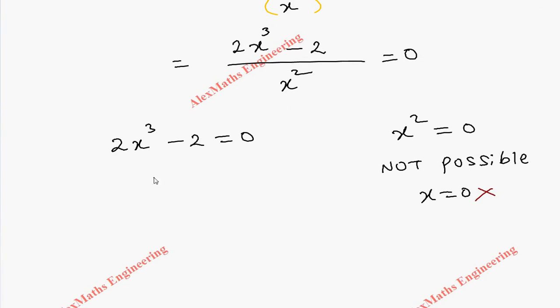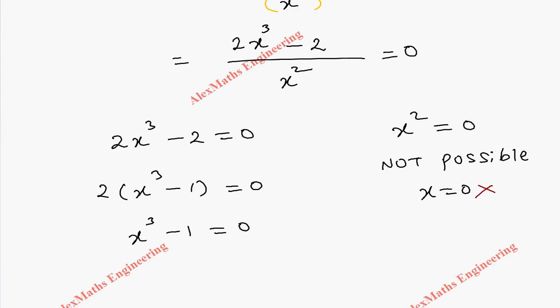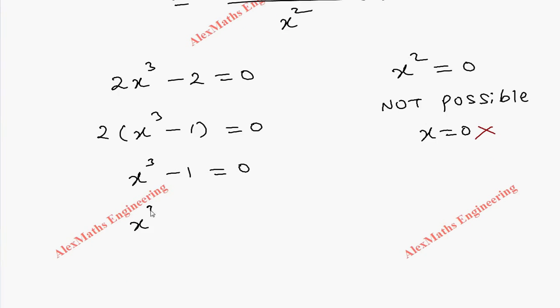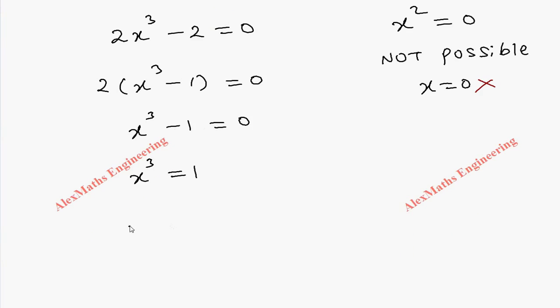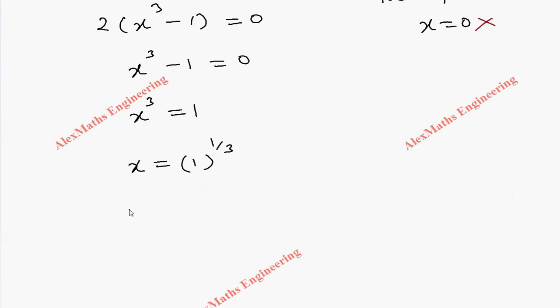So we have the other term, and 2 is taken common. And when I carry this 2 to the other side, we get x cube minus 1 is equal to 0, since 0 by 2 is 0. Then we have x cube equal to 1. So here we get cube root of unity. So x will be 1 power 1 by 3. For this, there are 3 values, but only one value is the real value. So this is the only real root.